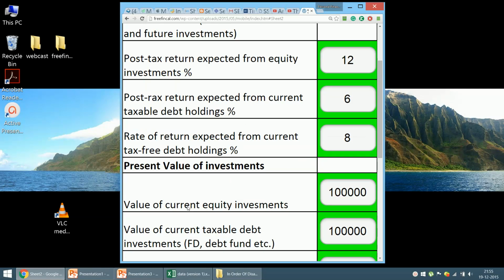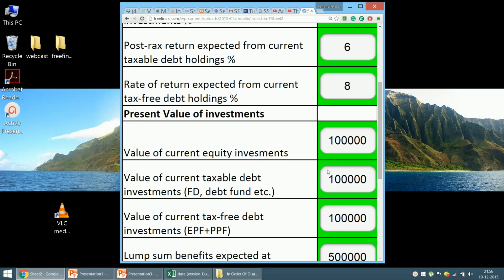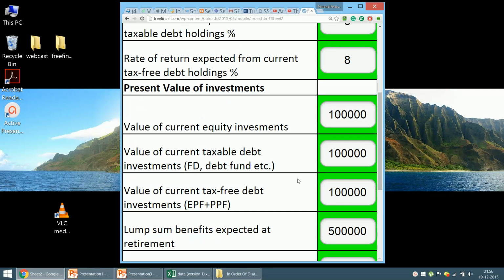So these are the present value of investments that you have earmarked for retirement. Do not put in any corpus that you have in mind for your other financial goals like child's education, marriage, etc. Just for your retirement. So the current value of equity investments, just for the sake of illustration, I've put 1 lakh. Taxable debt is 1 lakh. Current tax-free debt is also 1 lakh.